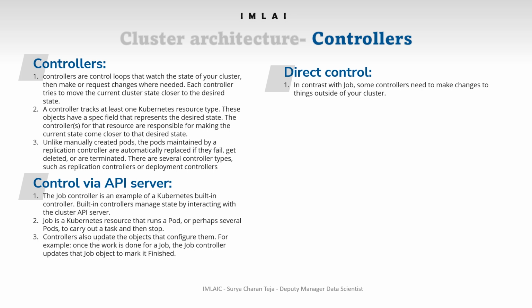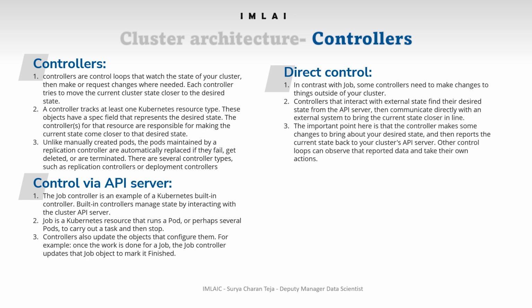The important point here is that the controller makes some changes to bring about your desired state and then reports the current state back to your cluster's API server. Other control loops can observe that reported data and take their own actions. In the thermostat example, again we are taking the analogy, if the room is very cold, then a different controller might also turn on a frost protection heater.